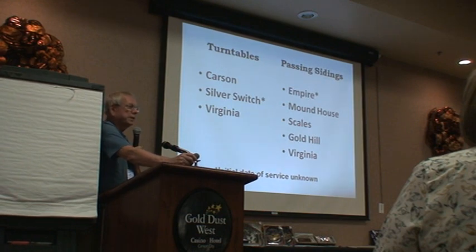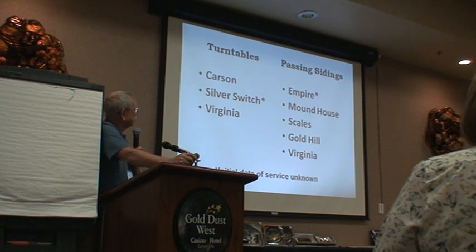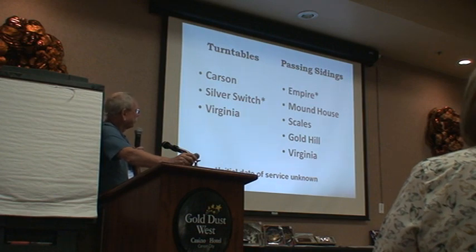They had 3 turntables during this time period. We do not know when the one at Silver Switch was put in, but it was put in fairly early. Passing sidings, I'm not sure when the one at Empire was put in. Life was difficult without it. But basically these were the locations where you could run an engine around a train, or you could pass trains without backing into and out of a siding.